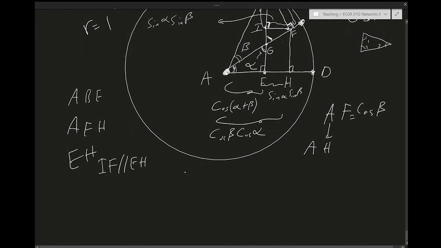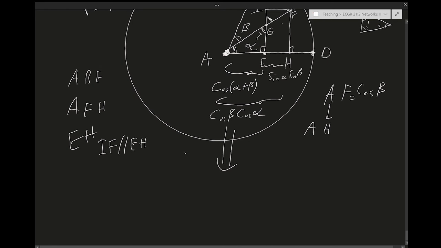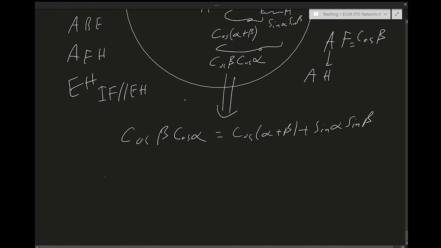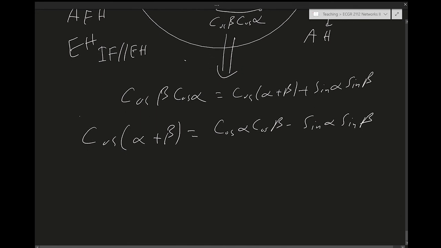We proved our first identity. So we said cosine beta cosine alpha equals cosine alpha plus beta plus sine alpha sine beta. So that tells me that cosine alpha plus beta equals cosine alpha cosine beta minus sine alpha sine beta. And this is it. We've proven the first identity.